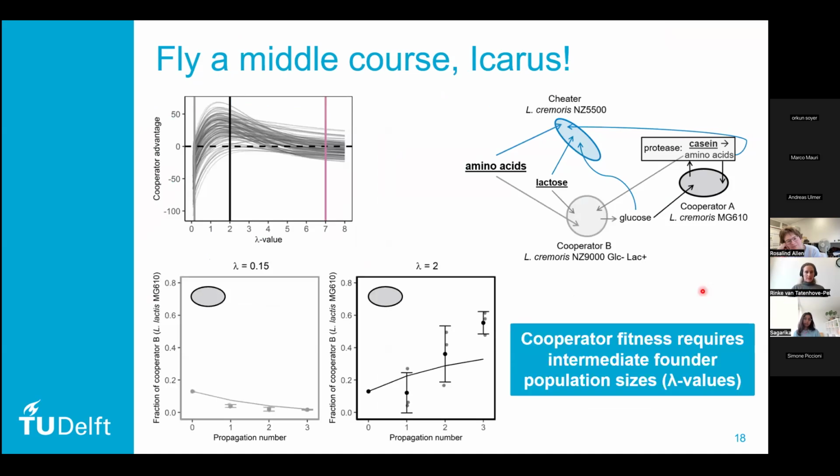And we did this both at a low lambda of 0.15 and at a high lambda. And this indeed confirmed the model results that if the lambda is too low, we lose our cooperators, but if we pick a higher lambda, we actually enrich for cooperation again. So what we concluded from this is that cooperator fitness requires intermediate founder population sizes, so intermediate numbers of cells to start with, so not too little and not too much. And this is why we also called it this fly a middle course, Icarus.